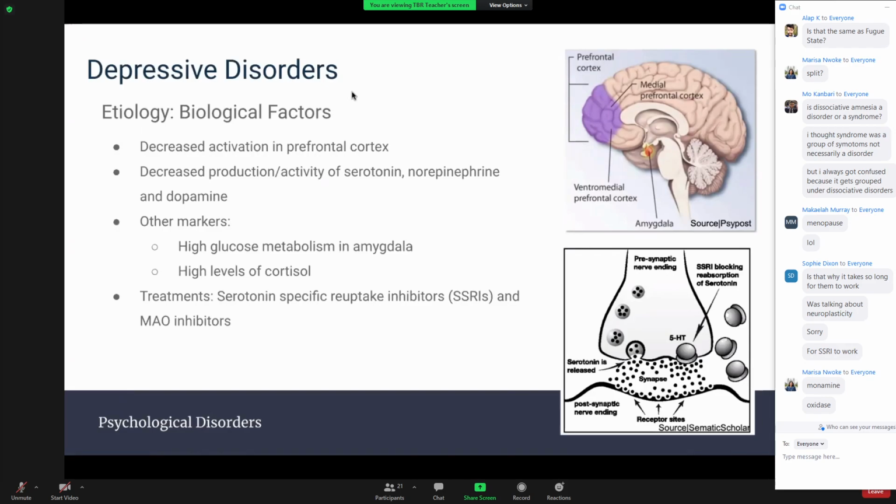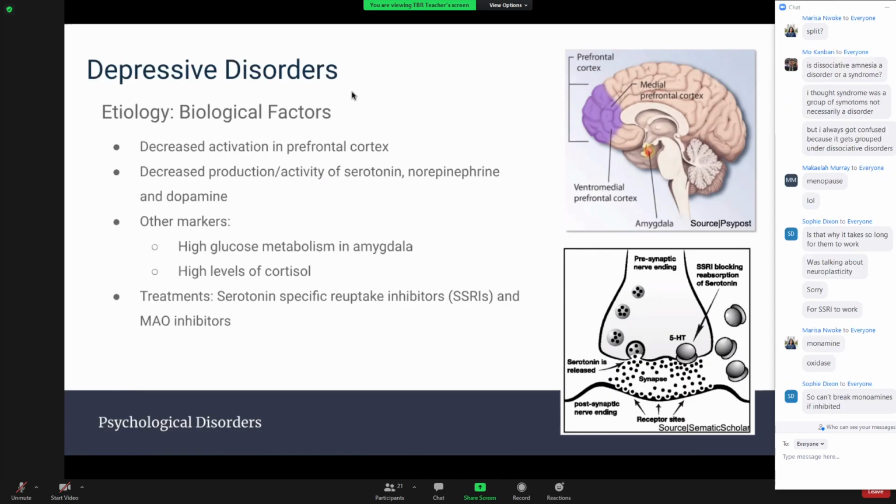So what are they breaking? They're breaking monoamines, okay? So if it's an inhibitor, what are you trying to do? Exactly, right? So you're trying to inhibit the breaking of a monoamine. And what's an example of a monoamine?